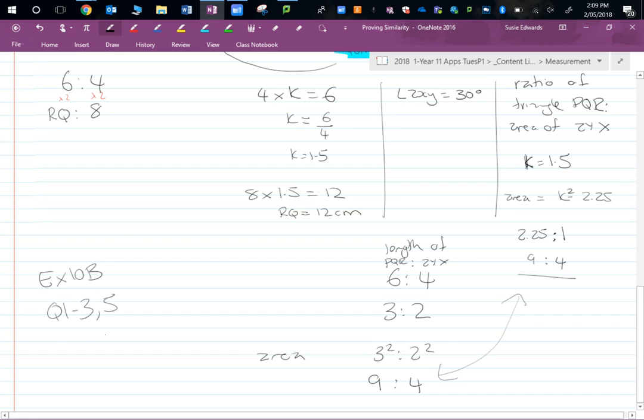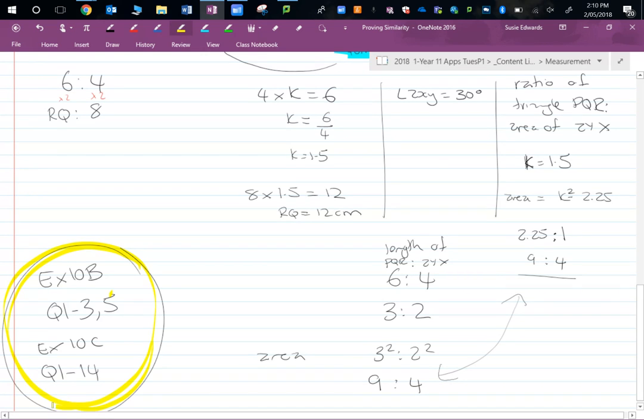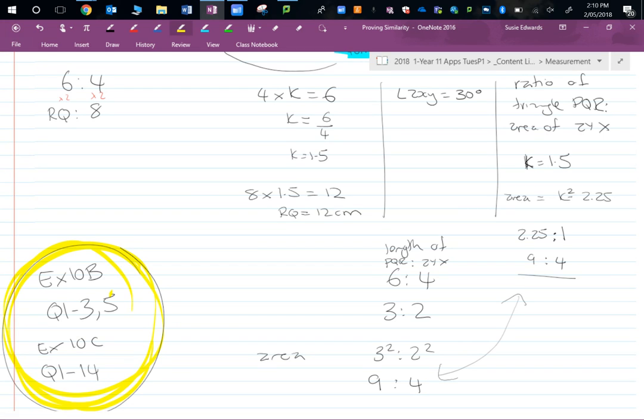But before you do 4 and 6, I'd like you to do exercise 10C. I think it's questions 1 to 15 or 1 to 16. One to 14. And you've got quite a bit of time this afternoon to work on that. Tomorrow, we're just going to do similar triangles and then we're finishing. So if you're having trouble, can you please ask for help? Don't sit there not understanding. Any questions? Right, get started. I'll come around and help you if you need it.